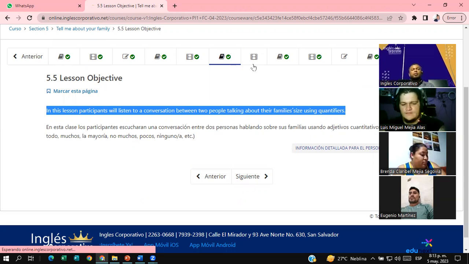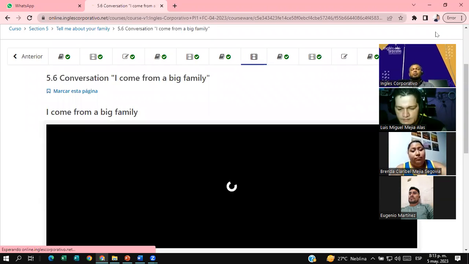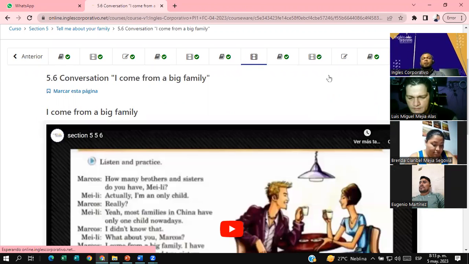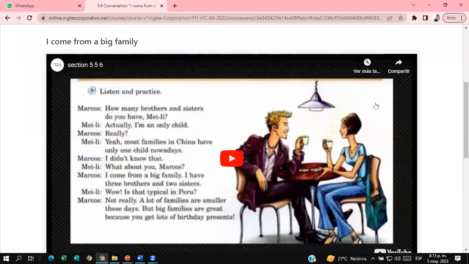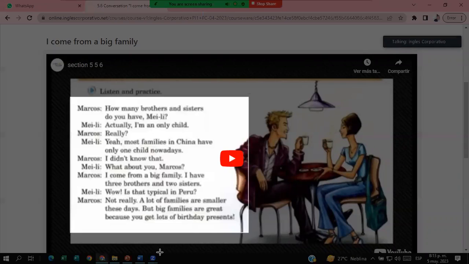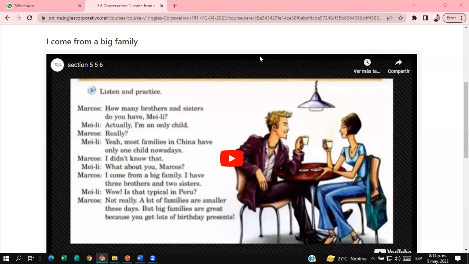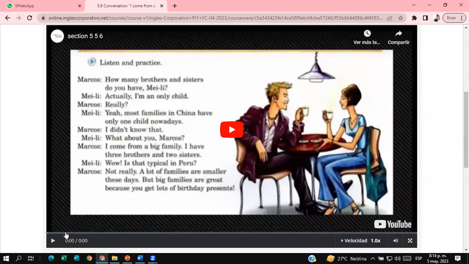Okay, using quantifiers. Now, let me go ahead and play a conversation, and I want you to practice this conversation as well. Once you can see it, just let me know, please. Let me go ahead and take the picture first because I'm going to send it to your Zoom chat. Okay. There you go. Just give me 1 minute. Okay, there you have the picture. I'm going to play it straight away. If you can listen to the conversation, just let me know, please.